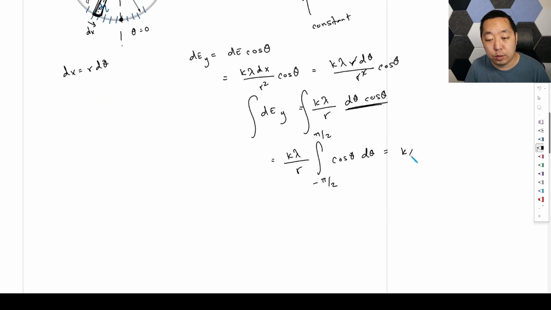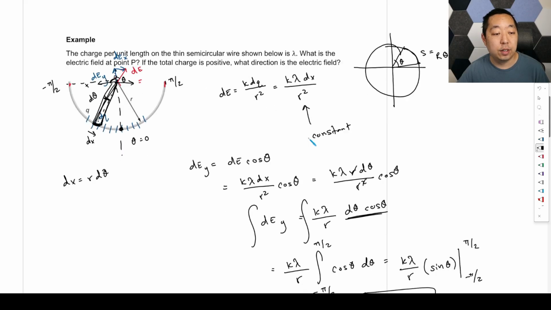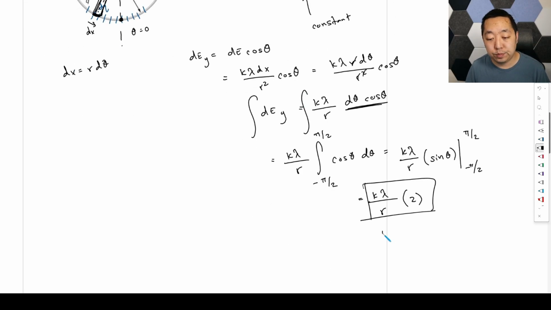So this is going to be k lambda over r. The integral of cosine is what? Not negative sine, just positive sine theta from negative pi over 2 to pi over 2. And you can use your calculator for that, honestly. This is not a math class. Sine of pi over 2 is 1, so that's going to be 1 minus negative 1, which is 2. So it's going to be 2k lambda over r as our answer there. And because the charge is positive, the electric field is going to be pointing upwards.